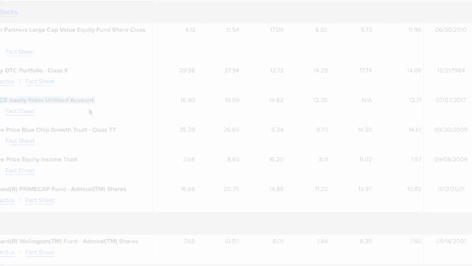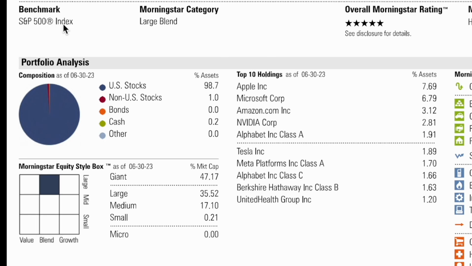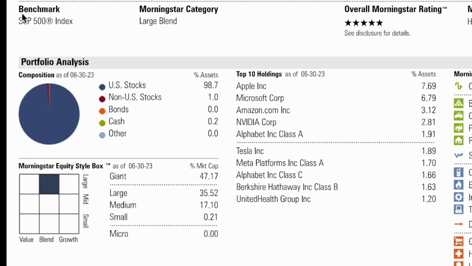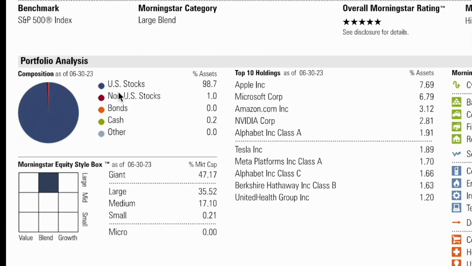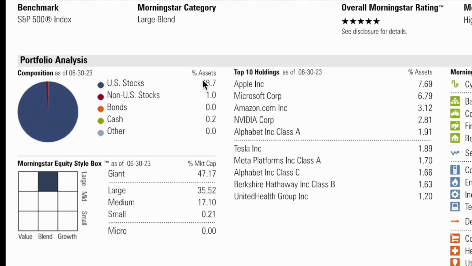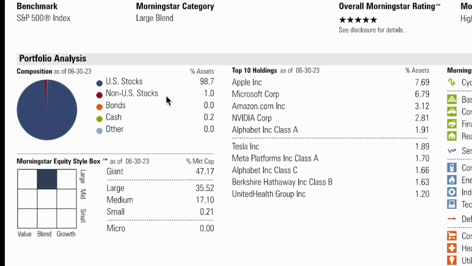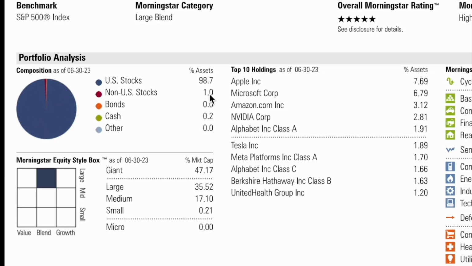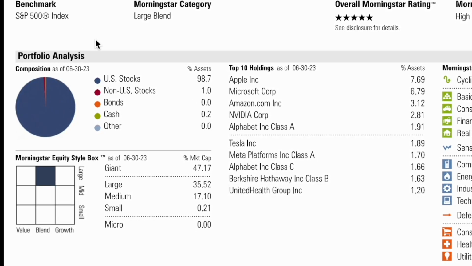So let's take a look. Being a brand new beginner, I'm looking for the S&P 500, which you can see on the top left here. That's the benchmark that this fund will follow. The composition is going to follow United States stocks at 98%. There's only 1% in non-US stocks. All that means is that for companies that reside outside of the United States, this index fund holds 1% of that.